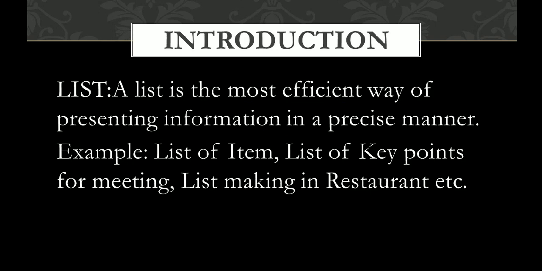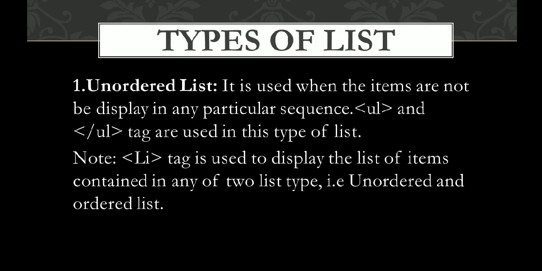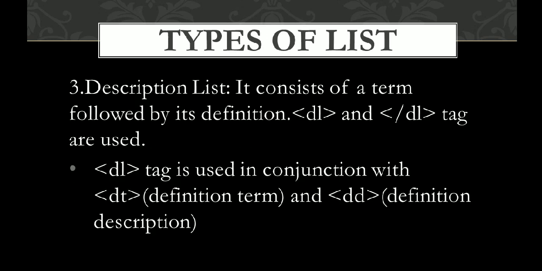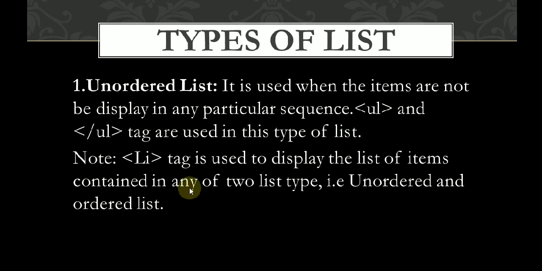Just like we make different types of lists in our daily life, in the same way we make lists in HTML with the list feature, like a list of items, a list of key points for a meeting, a list made in a restaurant, etc. Lists are divided into three parts: unordered list, ordered list, and the description list. So let us learn one by one each type of list.